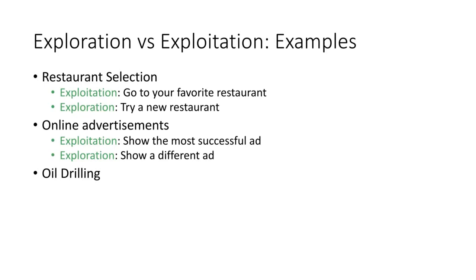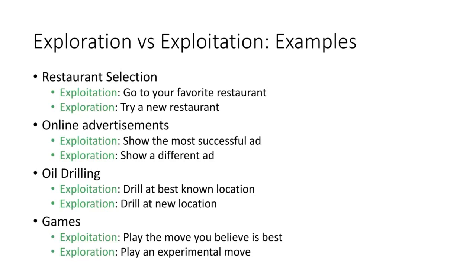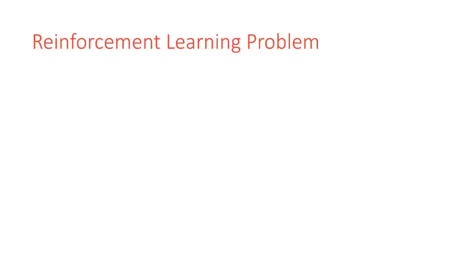Oil drilling. In fact, this term probably came from oil exploitation: essentially drilling at the best known location. Exploration is drilling at a new location. And as I mentioned, if you are playing chess, exploitation is essentially playing the move you believe is the best, and exploration is playing an experimental move. Okay. So with that, I will conclude my quick introduction to reinforcement learning.